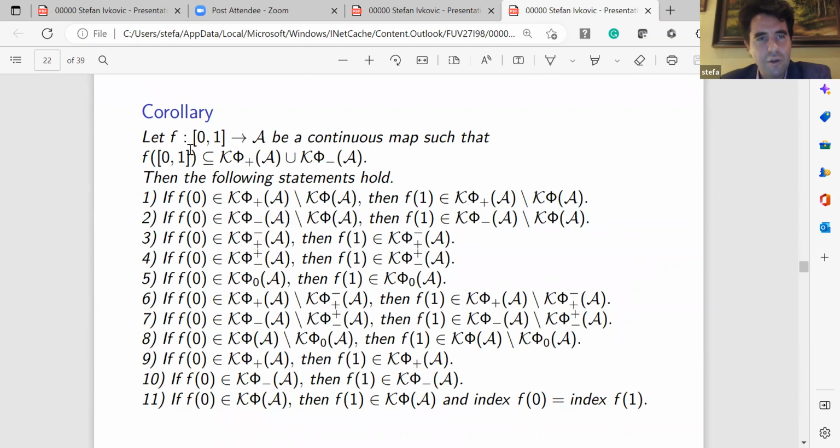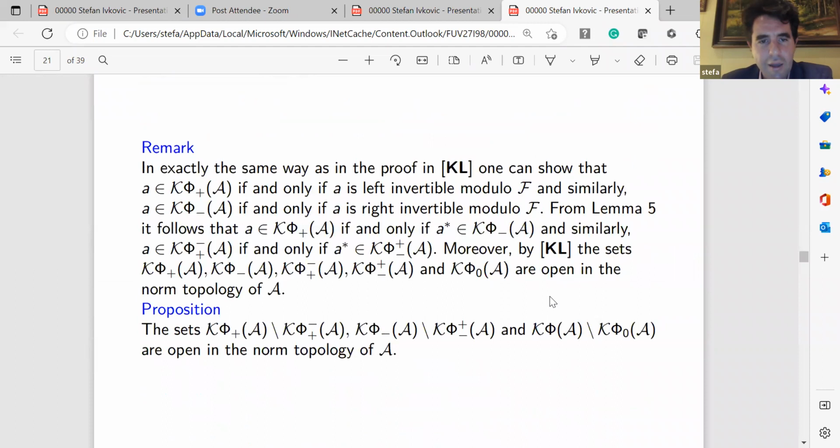And this corollary is about continuous maps from the unit interval into this C star algebra. But the maps which satisfy that their image is contained in the set of semi-Fredholm type elements in A. So let's just take one example here. For example, if F of zero is upper semi-Fredholm element, but not upper semi-Weyl type element, then F of one is also upper semi-Fredholm element, but not upper semi-Weyl type element. And there we apply that this set is open and that these sets are open.